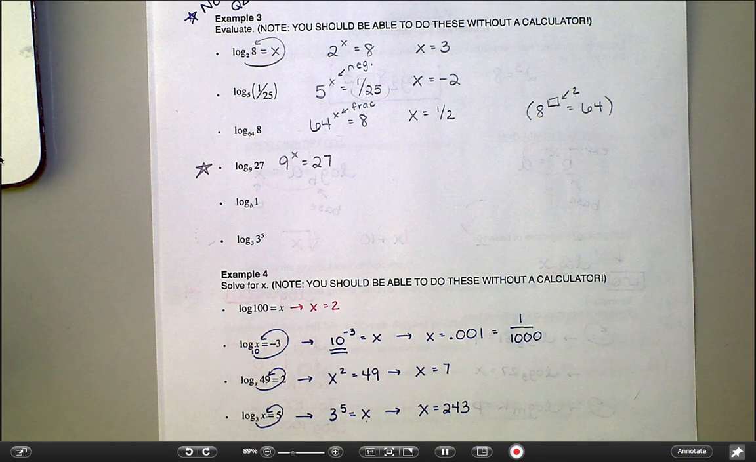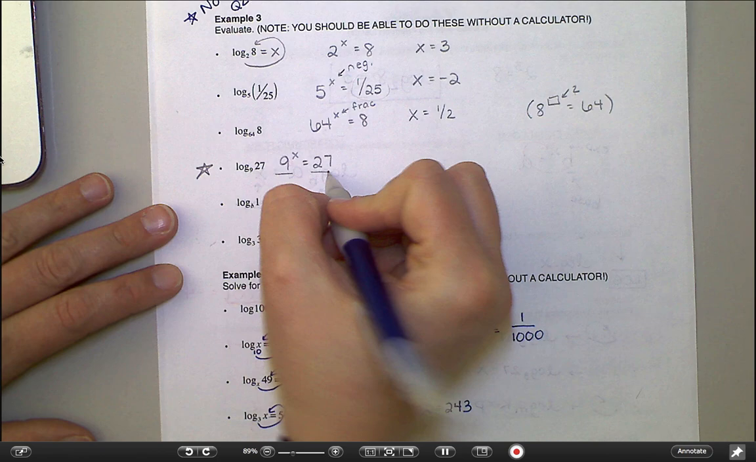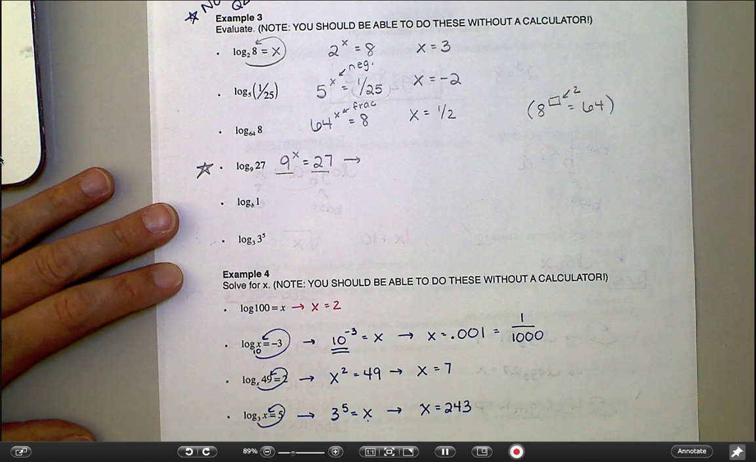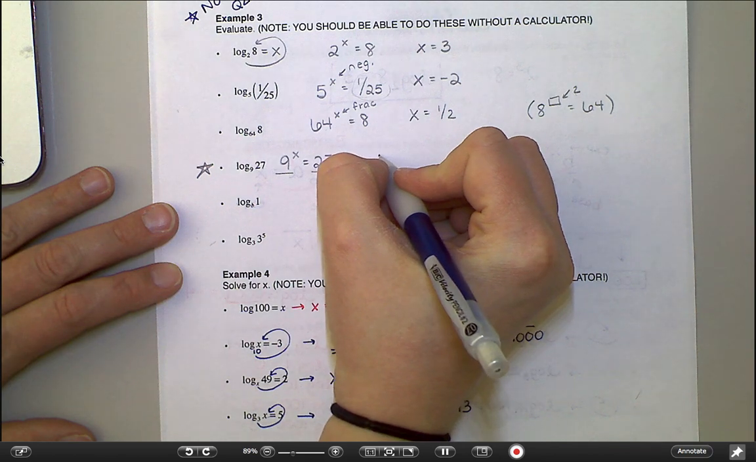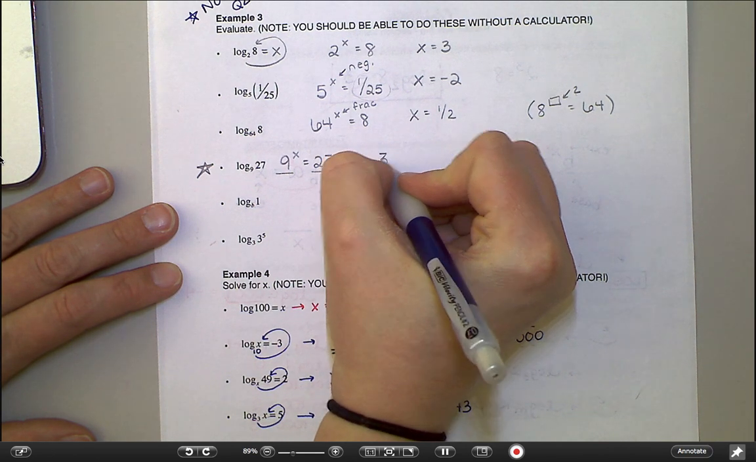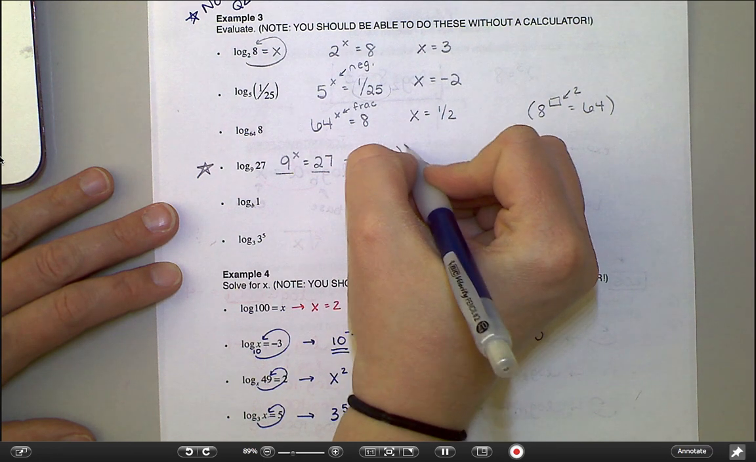So here's what I'm going to do with this one. I'm going to rewrite both the 9 and the 27 as powers of 3. I'm looking for something they have in common. They both have powers of 3 in common. So 9 is going to become 3 squared, and that is still being raised to the power of x.